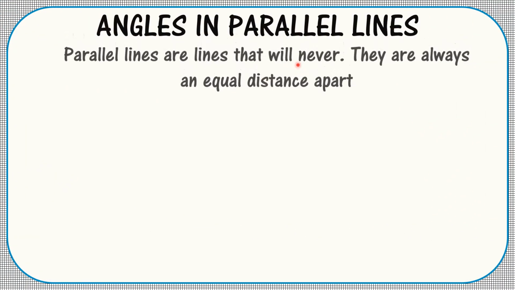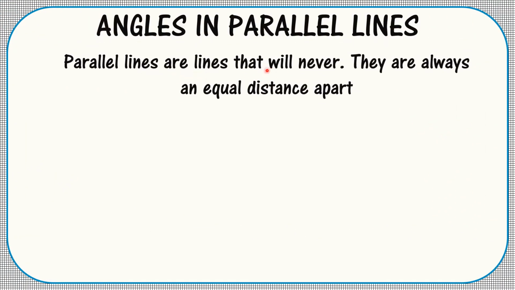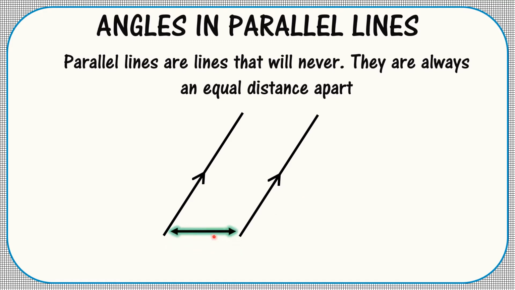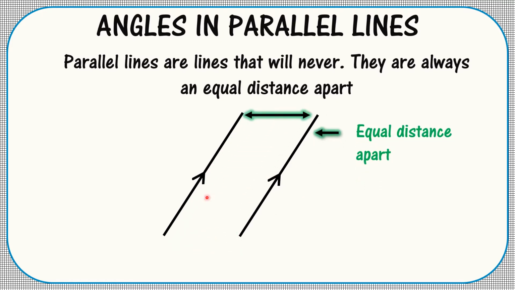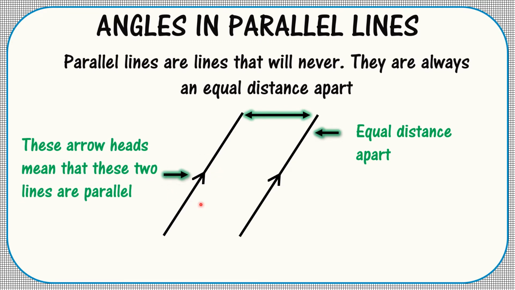So what are parallel lines? Parallel lines are lines that will never meet or touch. They are always an equal distance apart. Here we can see two lines. As you can see, they are an equal distance apart and therefore they will never meet. So if this line and this line continued on forever, they will never touch. As you can see from here, these arrowheads mean that these two are parallel lines. So if you see these arrowheads on two lines, it basically indicates that this line and this line are parallel.